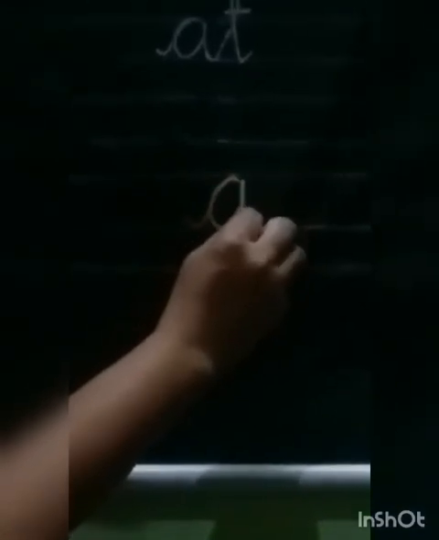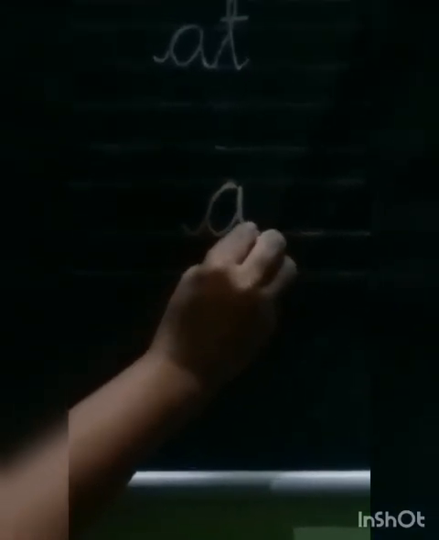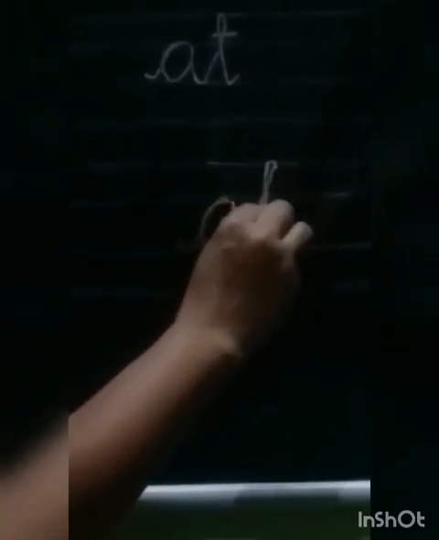Then we see the two-letter word at and how to write it. A small curve from the third line to the second line, we get the letter a, and continuously one slanting line to the first line and continuously one standing line from the first line to the third. Then in the middle, one sleeping line on the middle second line. We get the word at.